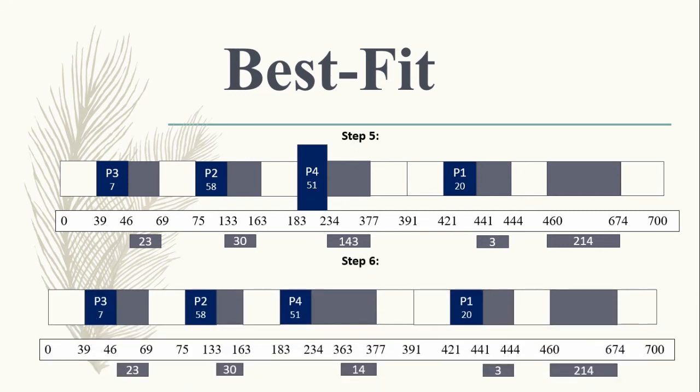Next, insert process 5, with the size of 129. The best suit for 129 is here. So we insert process 5 here. 234 plus the size of process 5, which is 129. So 234 plus 129 is equal to 363. The balance 377 minus 363 is equal to 14.